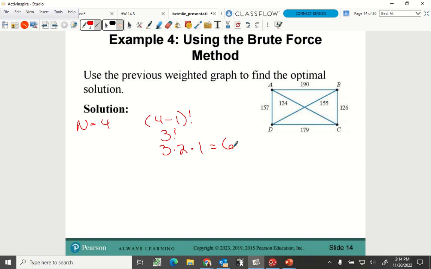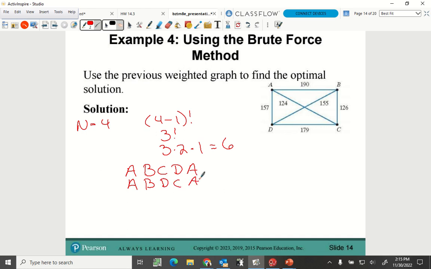Yeah. So this tells me that I'm going to have different combinations. And so if I'm going to start at A, like we did on the last one, I went A, B, C, D, A. Listing all the possibilities, my next one would be A, B, D, C, and then A.